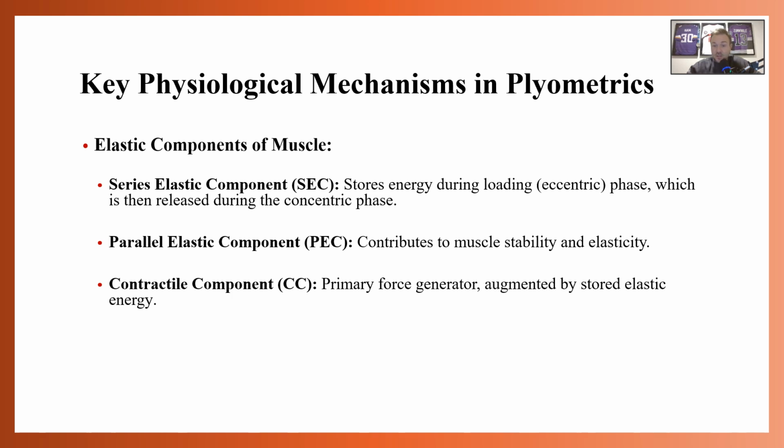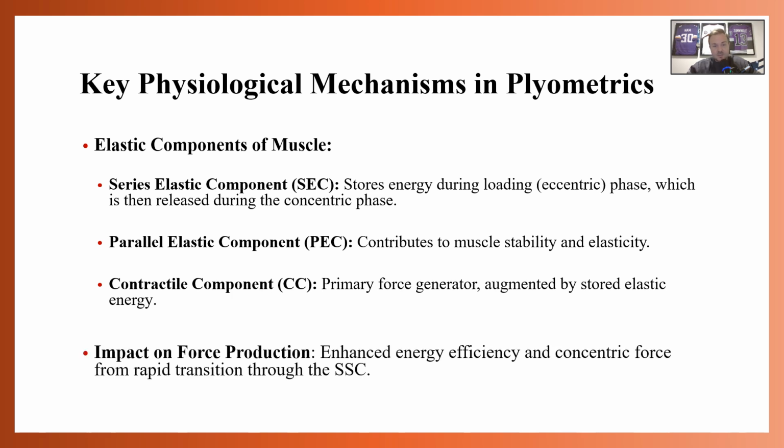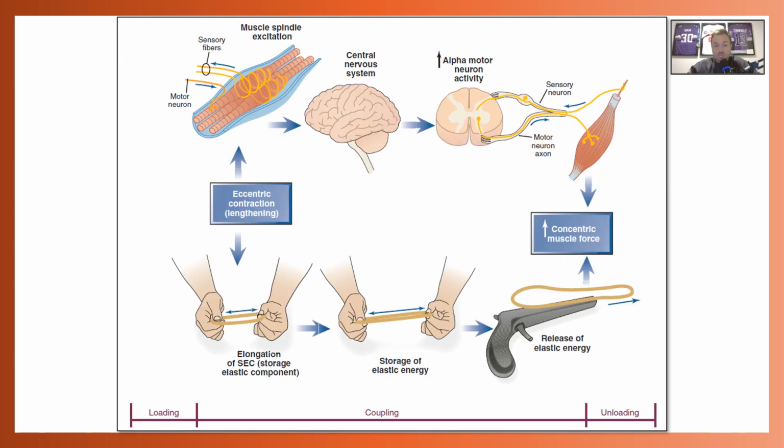That's your primary force generator. It's augmented by stored elastic energy from other tissues, and we'll go over that in the next slide more in depth. So the impact on force production here, meaning the elastic components' impact on force production, is enhanced energy efficiency and concentric force from rapid transition through the stretch shortening cycle.